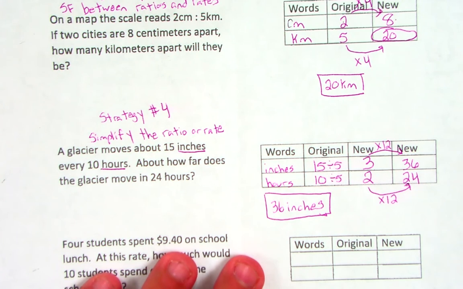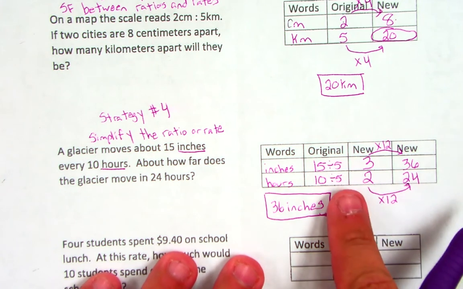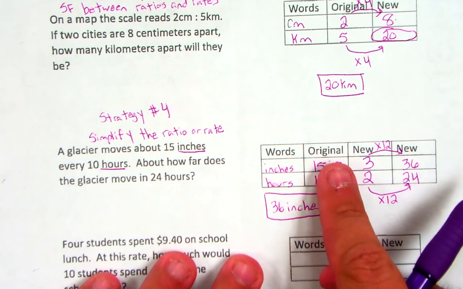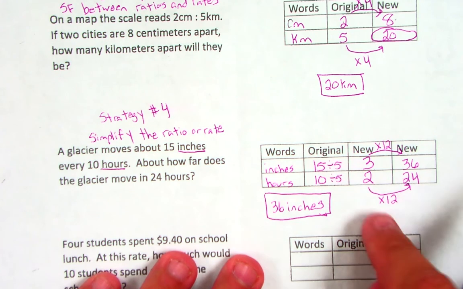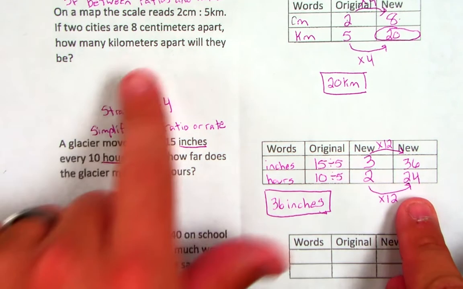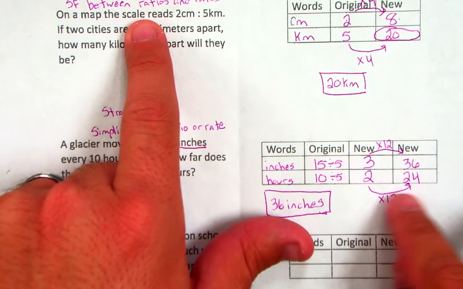Now this was actually like 2 strategies in one. The first strategy I did, I simplified the ratio. The second thing is I did the between like we did on strategy 3. You went the between and got the scale factor.